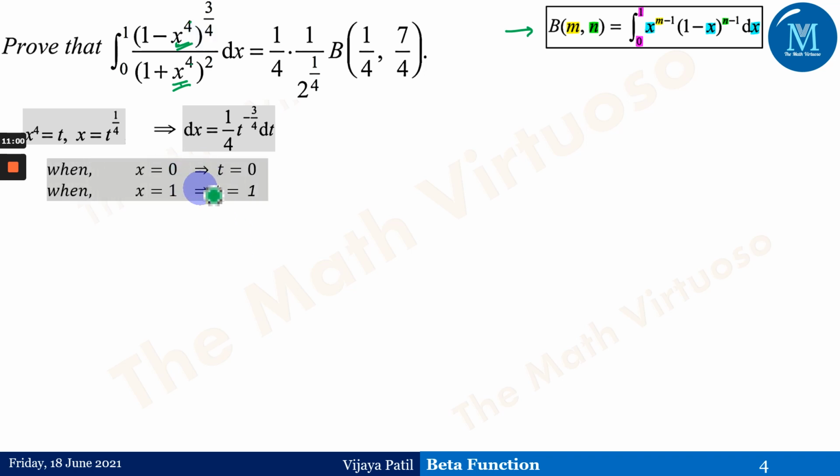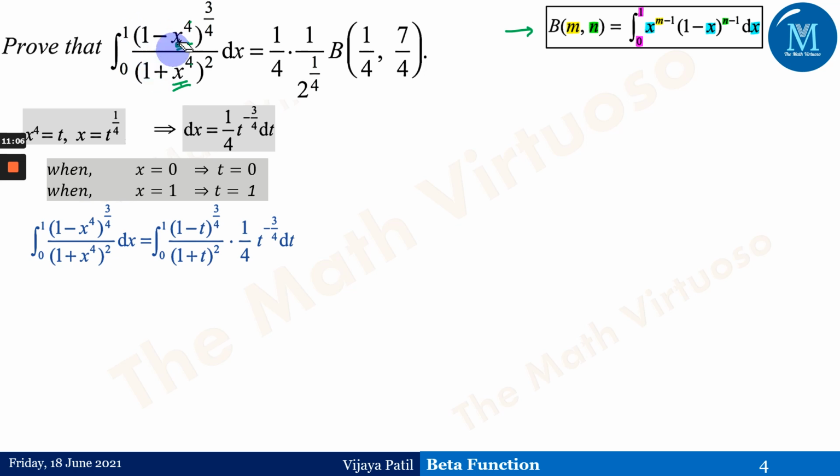And what will happen with the limits? The limits will remain the same. When x is 0, t is 0; when x is 1, t is also 1. Putting all those values here, we'll get something like this, which I'll quickly run through. Now in this, 0 to 1, 1 minus t to the power 3 by 4, and all the terms: 1 by 4, 0 to 1, t to the power minus 3 by 4, 1 minus t to the power 3 by 4 upon 1 plus t to the power square dt.